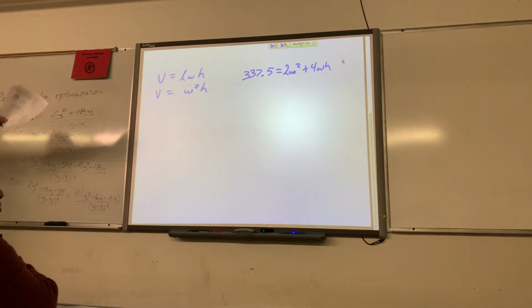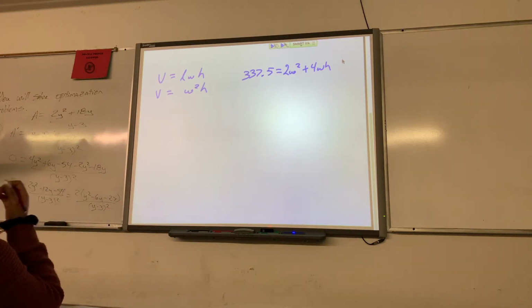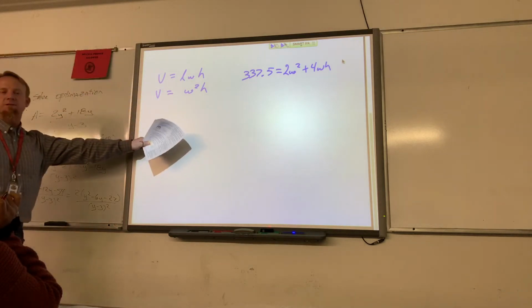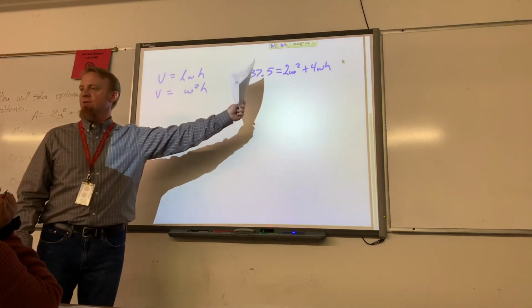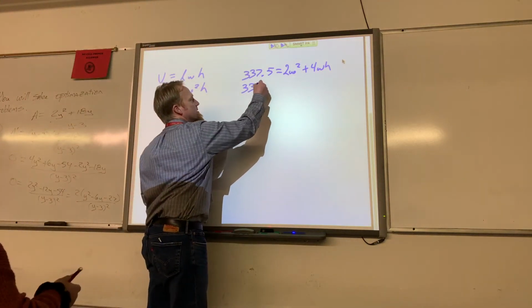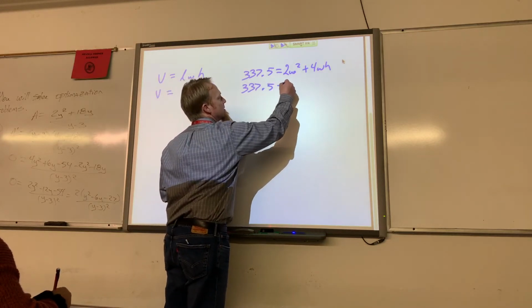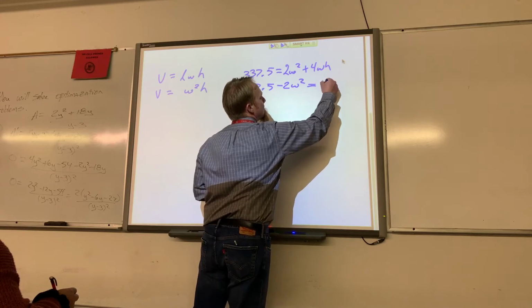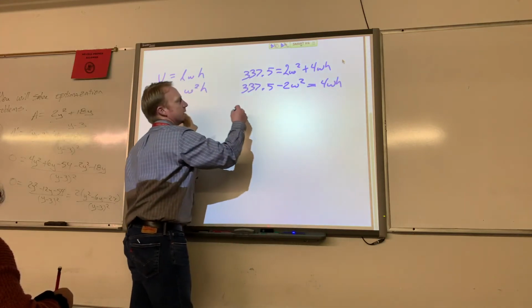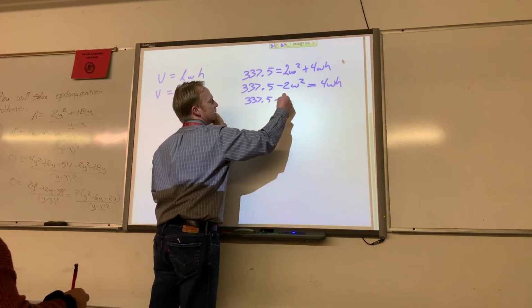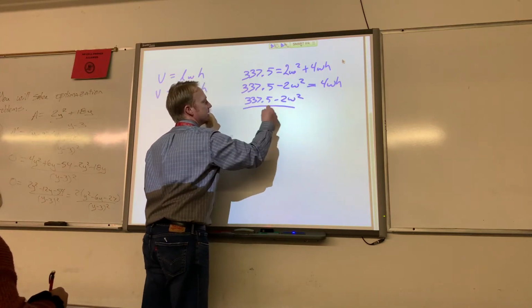All right, so there's my secondary. Which one of those variables do I want to solve for? I want to solve for h. Why do I want to solve for h? There's 2 w's. There's only one h, so it's easier to solve for h. So I subtract it over, and then I divide by it.